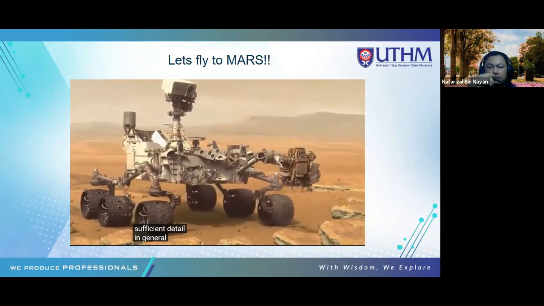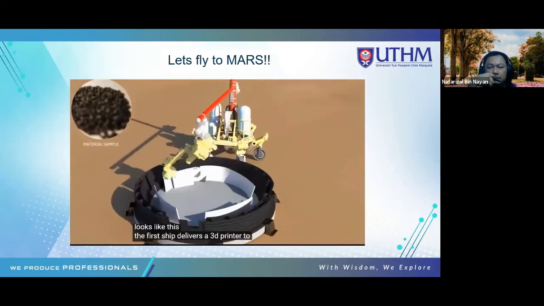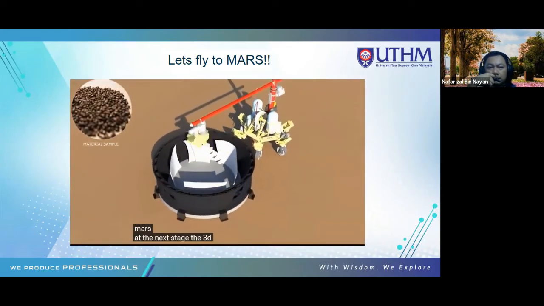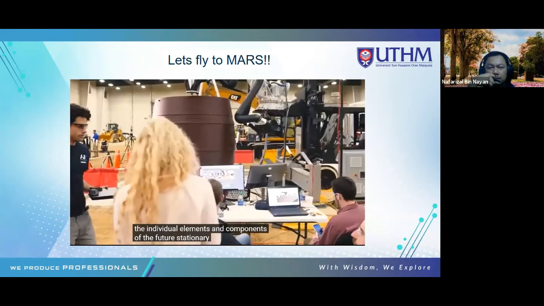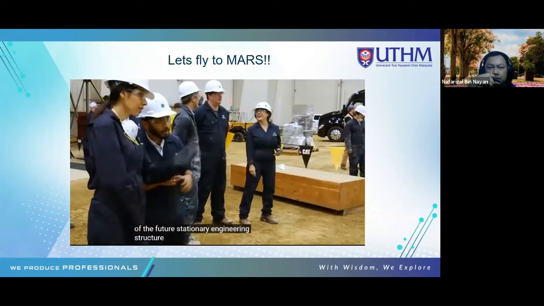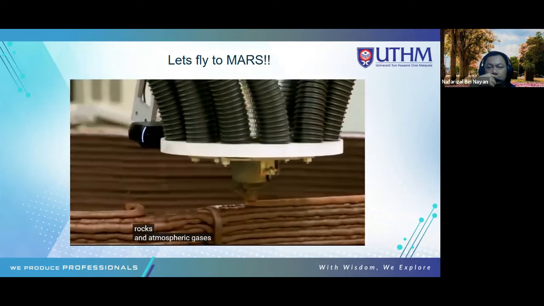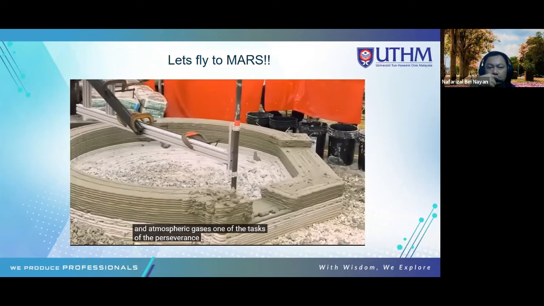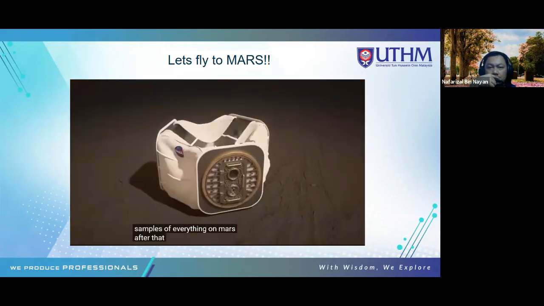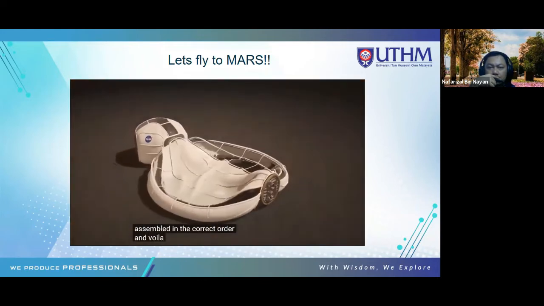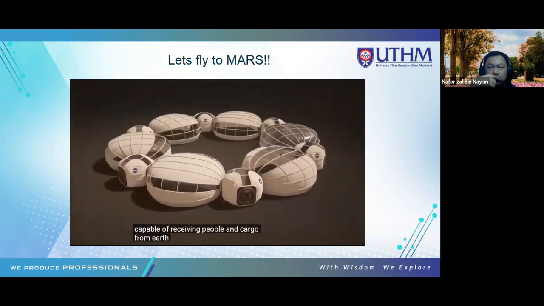In general, the colonization strategy looks like this. The first ship delivers a 3D printer to Mars. At the next stage, the 3D printer creates the individual elements and components of the future stationary engineering structure. The building materials are soil, water, rocks, and atmospheric gases. One of the tasks of the Perseverance rover is to collect samples of everything on Mars. After that, the printed parts are assembled in the correct order, and voila! We have a full-fledged Martian base, capable of receiving people and cargo from Earth.